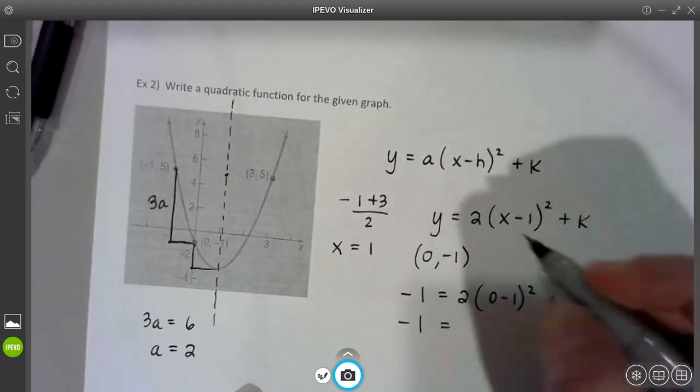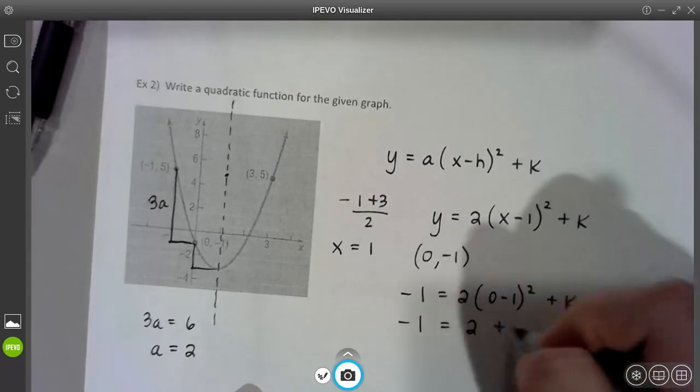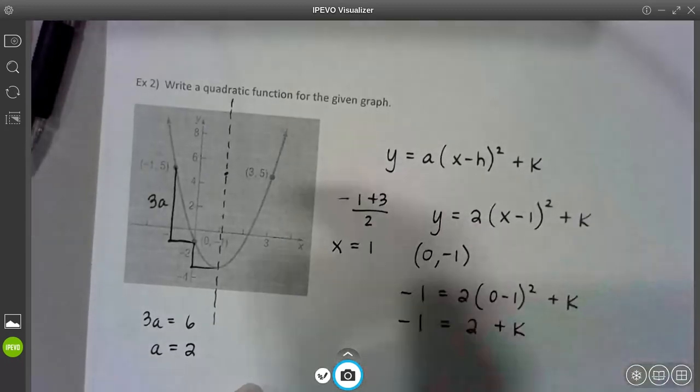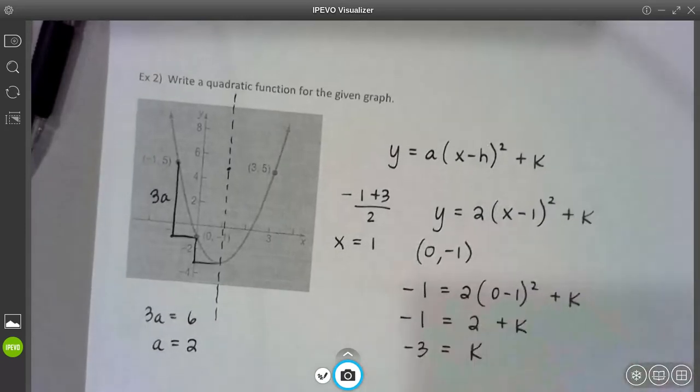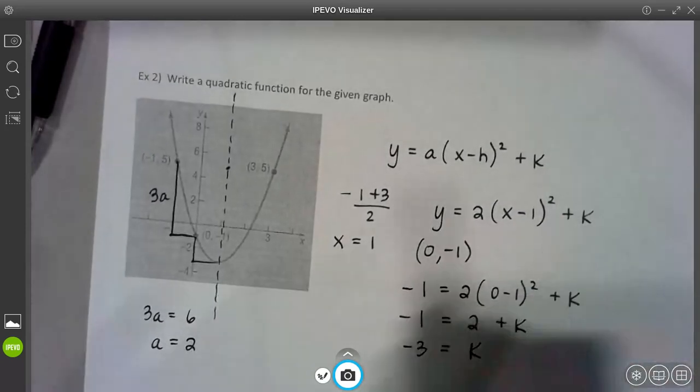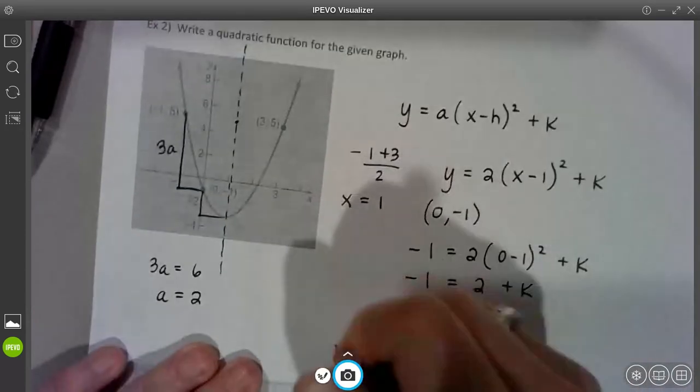It's going to be 1. That's going to be 2 plus k. All you got to do is subtract 2. And k ends up definitely being -3. And then all you do is put in your -3 and you've written your equation.